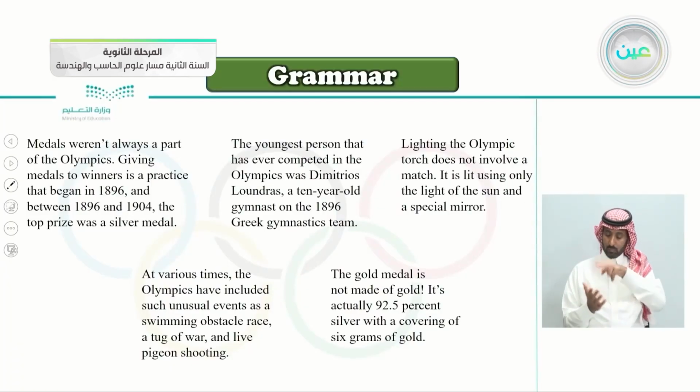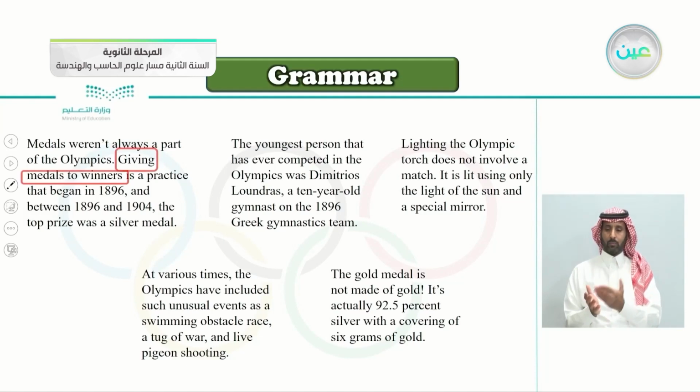Okay, let's try to find them together. For example, here, giving medals to winners. Giving medals to winners is a practice that began in 1896. So this is a gerund phrase, giving medals to winners. This is the first one. Can you find me another one also here on this page?